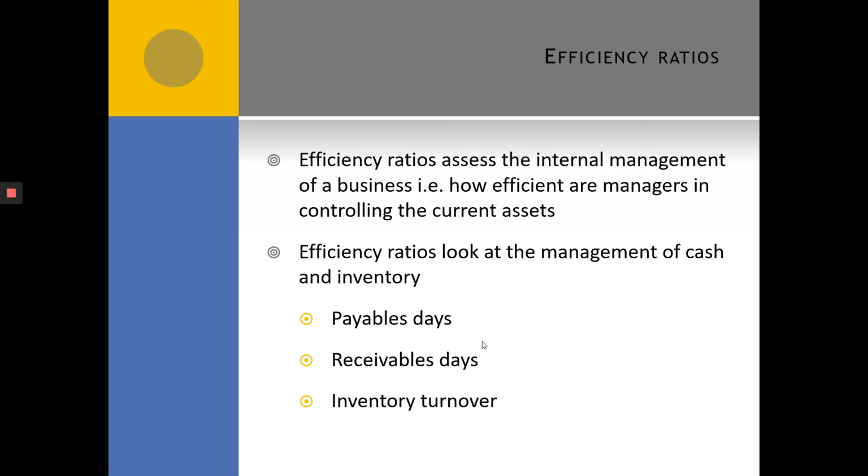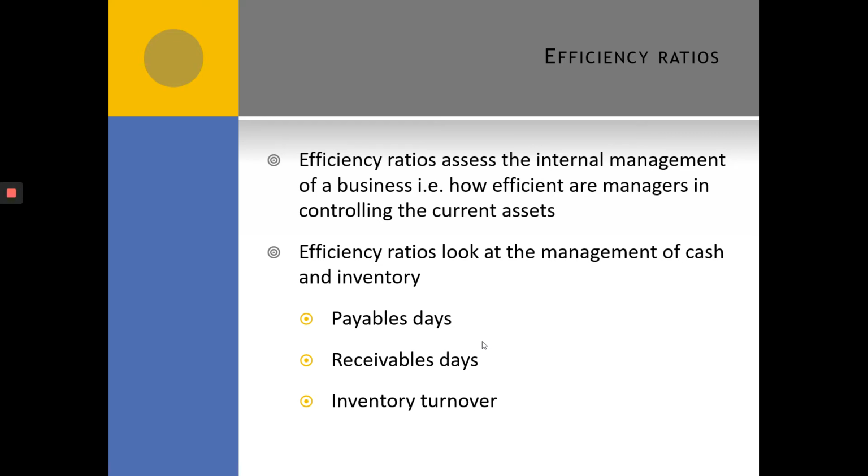So with efficiency ratios, this will follow on from the work we've looked at on profitability ratios and gearing ratios. When we're looking at efficiency ratios, we're looking at how efficient managers are in controlling the current assets within the business. And in terms of the current assets, if we remember, we have three, which are stock, debtors and cash. And the current assets are the ones that can easily be turned into cash for a business.